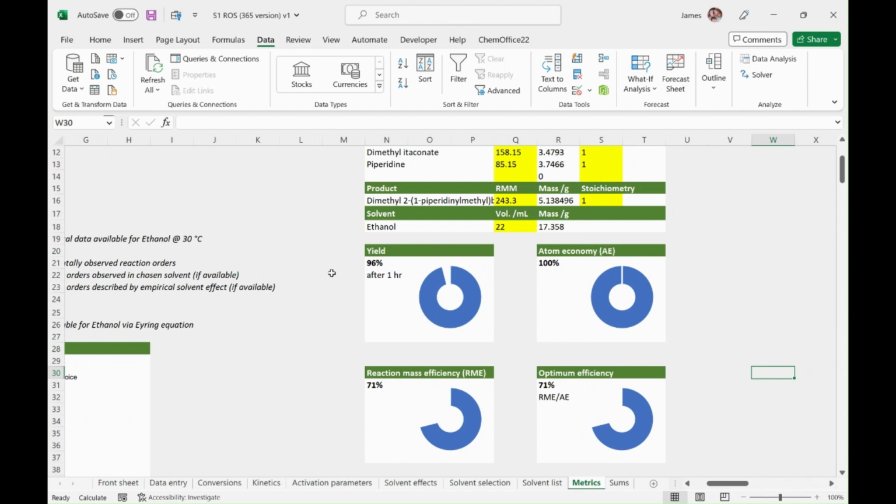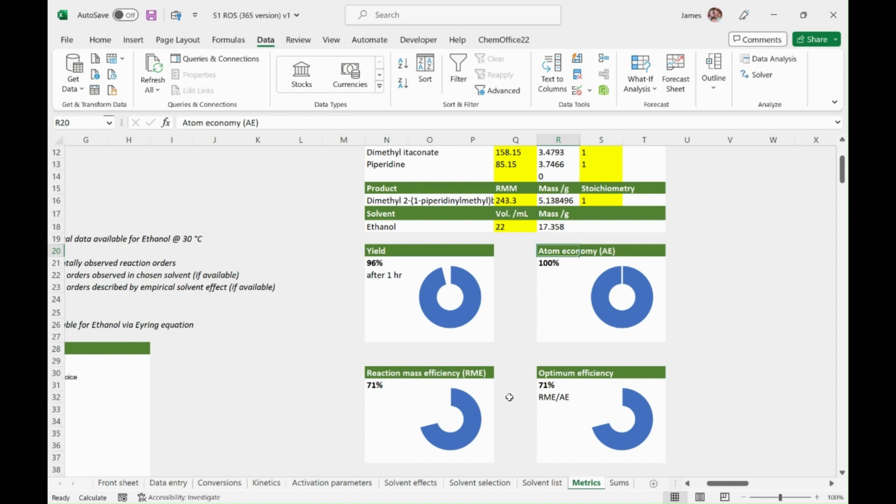If we go back to our mass metrics, the yield is important. That will determine some of the other mass metrics. Independent of that is atom economy on the top right. This tells you how many of the atoms of your reactants end up in the product. And we have an addition reaction, and therefore we have 100% atom economy.